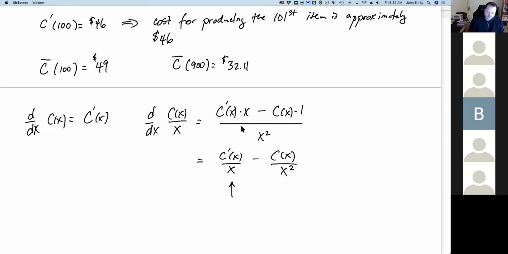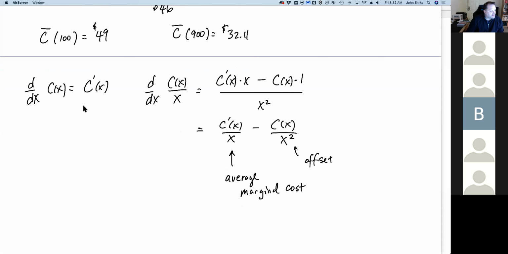So this right here is the average marginal cost. And this quantity is kind of like an offset quantity. It's not really something we need to get into in this class, but it's not the same as C prime. It's kind of tangentially related to C prime, but the derivative of the average cost is not the same as the marginal cost. And you can clearly see that here, two different derivatives. All right.